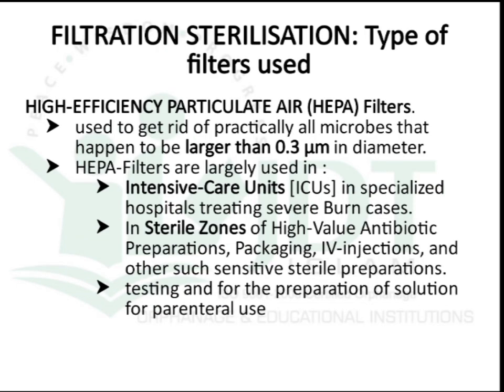Now we can use the high efficiency particulate air filter or HEPA filter. These are mainly used to get rid of practically all the microbes that happen to be larger than 0.3 micrometer in diameter, and this is mainly used in intensive care units in hospitals, also in sterile zones of high value antibiotic preparation, packaging, IV injections or other sensitive sterile preparation. Also it is used for testing and for the preparation of solution for parenteral use.